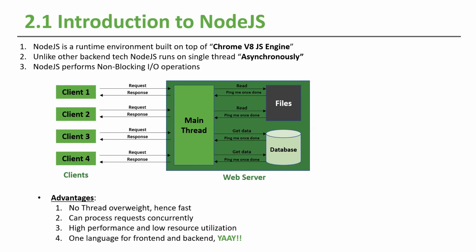It's constantly performing multiple requests at the same time. And because multiple threads are not there, the resource utilization is also low. The web server has to maintain only one thread, and we can use the same language. JavaScript is already used for front-end, right? So with the help of Node.js, we can use the same language for the backend. If a developer knows one language, it's sufficient to build a proper full stack application. That's one of the biggest advantages of Node.js.